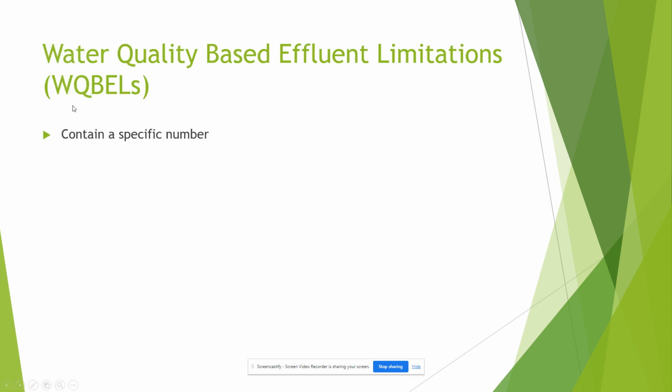Okay, so the water quality based effluent limitations, right? Those TMDLs or water quality standards, but that is a specific number, right? You can't discharge more than however many micrograms of a certain pollutant per gallon of water.